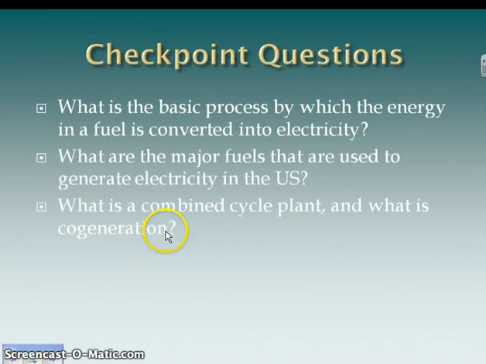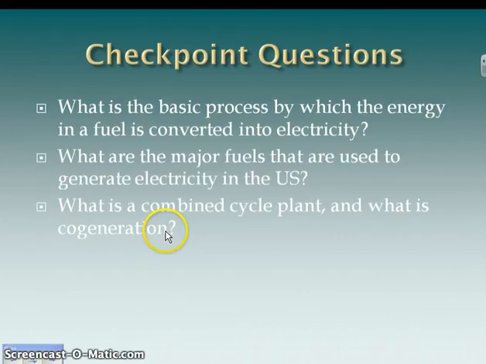And that pretty much wraps up this section. Pretty short today. We've got our 3 checkpoint questions here. What is the basic process by which the energy in a fossil fuel is converted to electricity? What are the major fuels that are used to generate electricity in the U.S.? And what is a combined cycle plant, and what is a cogeneration power plant?